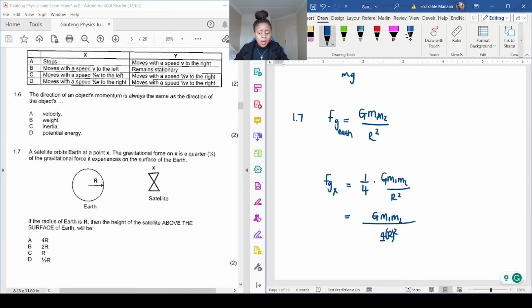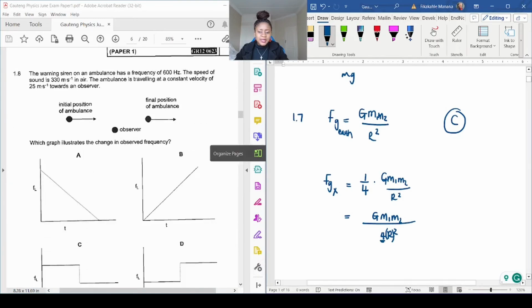And then B, 2R, no. C, R, yeah, R remains as it is. The radius remains as it is. Nothing changed. If they said it's a quarter of the radius, then you would have applied a quarter and then squared everything. Okay, but in this case, it's just a quarter of the force of gravitation. So in this case, C is the correct answer. Okay, because R didn't change at all. It's just the coefficient in front of R squared, not R. So C is the correct answer. D, half R, no.